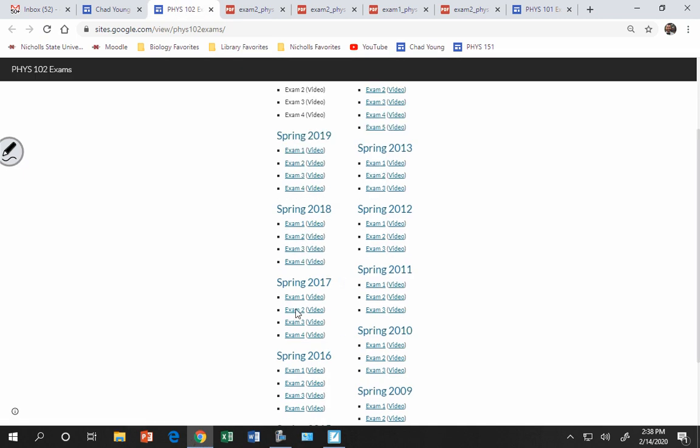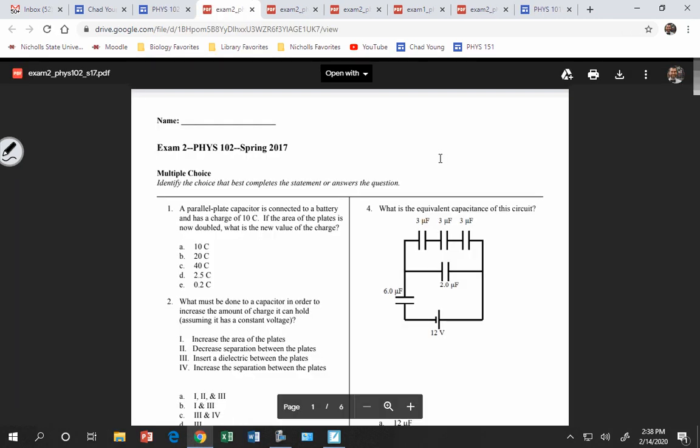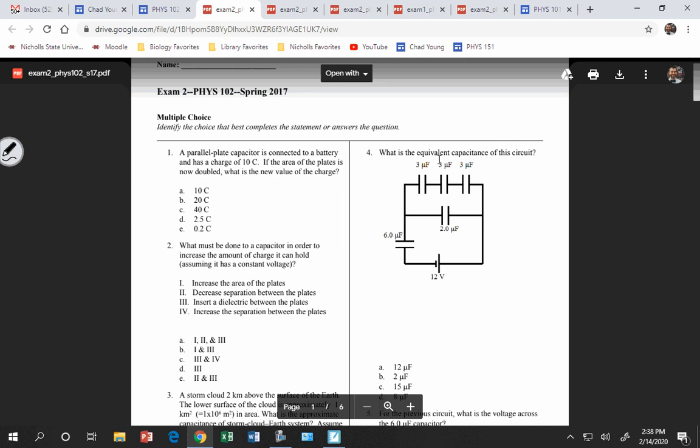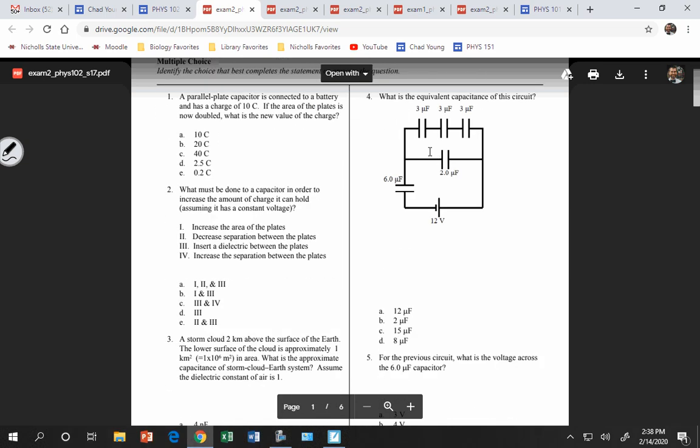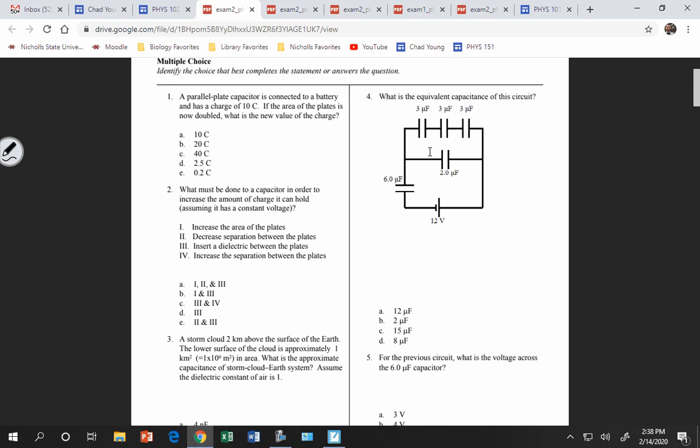Let's go to spring 17. Okay, let's do this one, number 4 and 5. What is the equivalent capacitance of this circuit? This is spring 17, number 4. What is the equivalent capacitance? And then the next question, what is the voltage across the 6 microfarad capacitor?